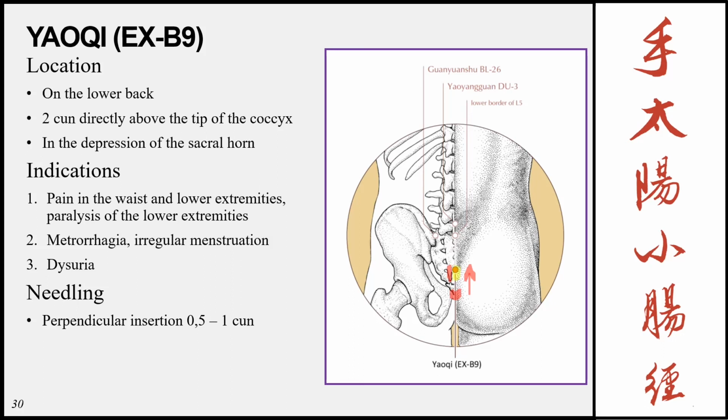This point can be used for pain in the waist and lower extremities, and paralysis of the lower extremities. It can also be used for metrorrhagia and irregular menstruation, or for dysuria. Our insertion is perpendicular, 0.5 to 1 tsun.